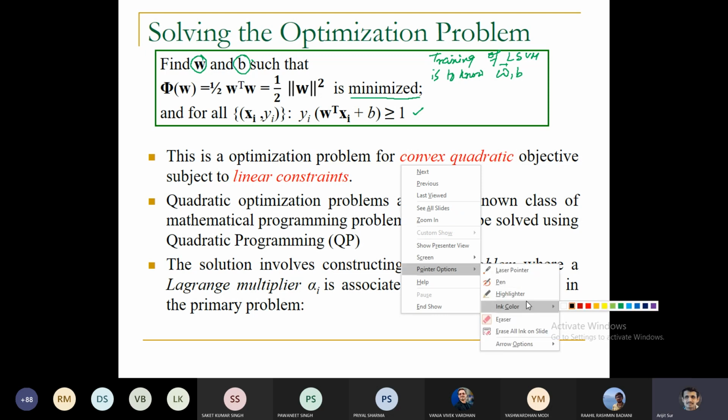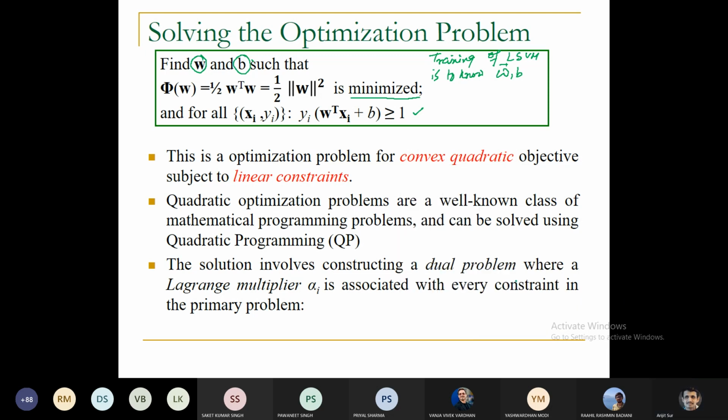It can be proved that since the constraint is linear, this becomes a convex optimization problem. The convexity proof is out of scope of our discussion. Quadratic optimization problems are a well-known class of mathematical problems and can be solved using a quadratic programming solver. So QP we can use.